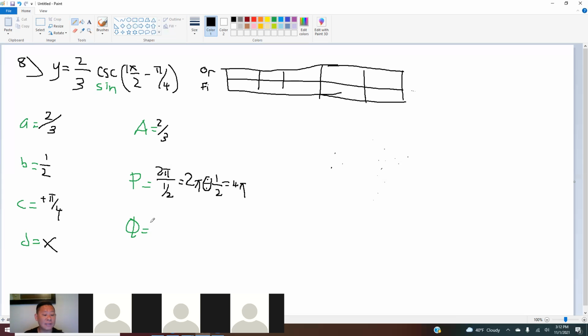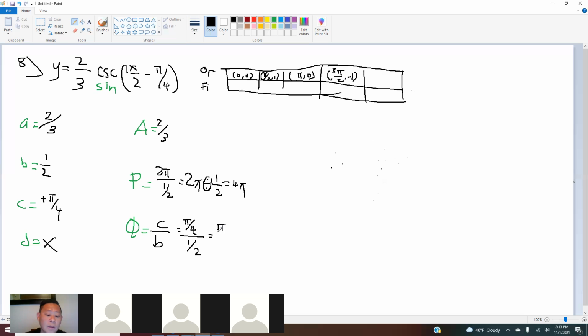Phase shift. What is phase shift in this case? C over B, right? So C in this case is pi over 4, and B in this case is 1/2. So this is a good practice. Everyone, please figure out what this is. Anyone? Pi over 2. Okay, that is correct.